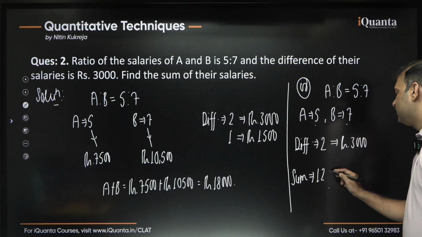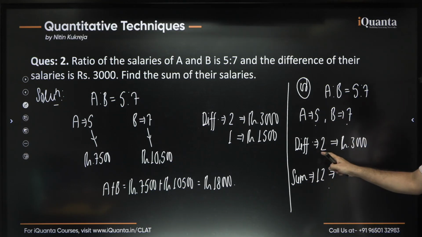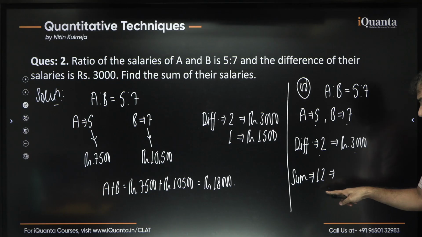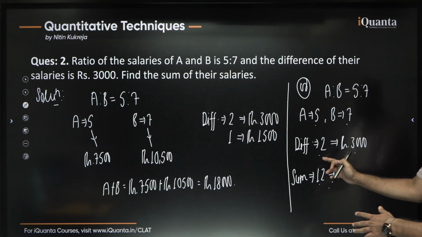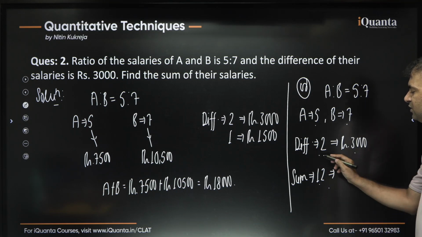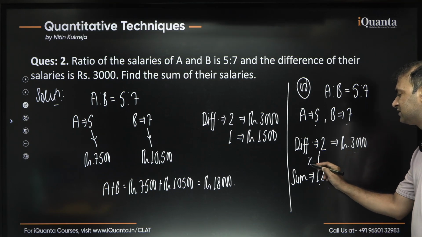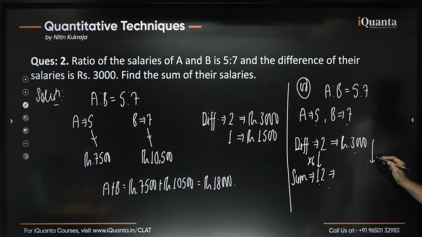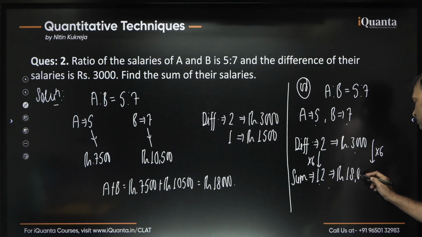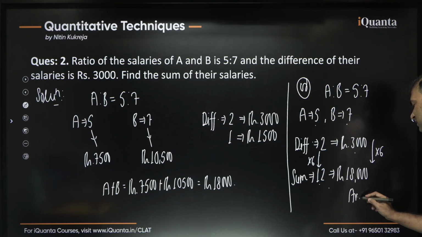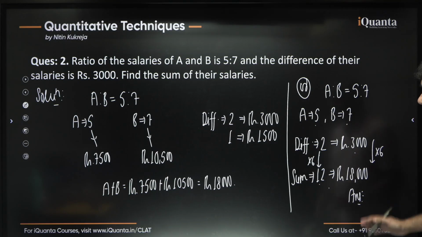Simple. So guys, you can say 2 of the assumption is 3,000, and we have to find what 12 of the assumption is in the real. So 2 is 3,000, so 12 will be how many? Simply, this is getting 6 times, so the right side should also get 6 times. Simple unitary method. So 3,000 into 6 is 18,000. This is how we can say that the sum of their salaries must be rupees 18,000 by using this method.